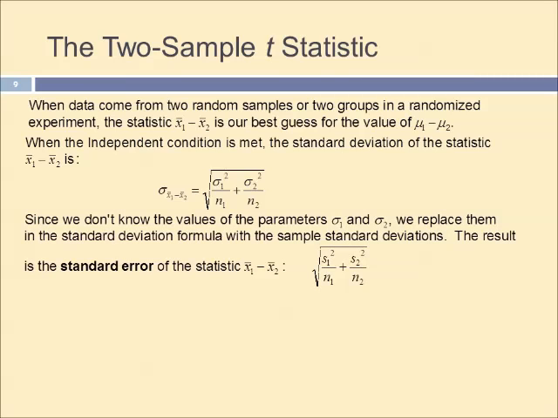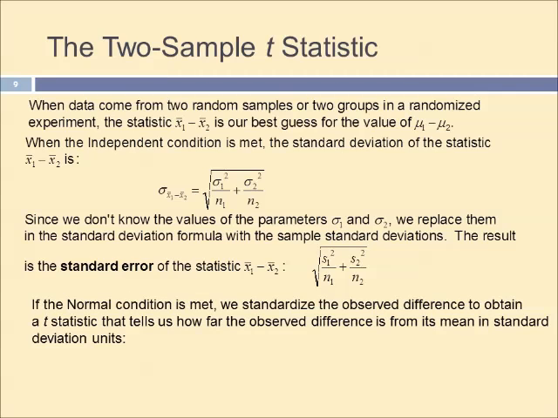Since we don't know the values of the parameters sigma 1 and sigma 2, we replace them in the standard deviation formula with the sample standard deviations. The result is called the standard error of the statistic. So here we're just replacing the sigmas in both cases with the standard deviations of the samples.